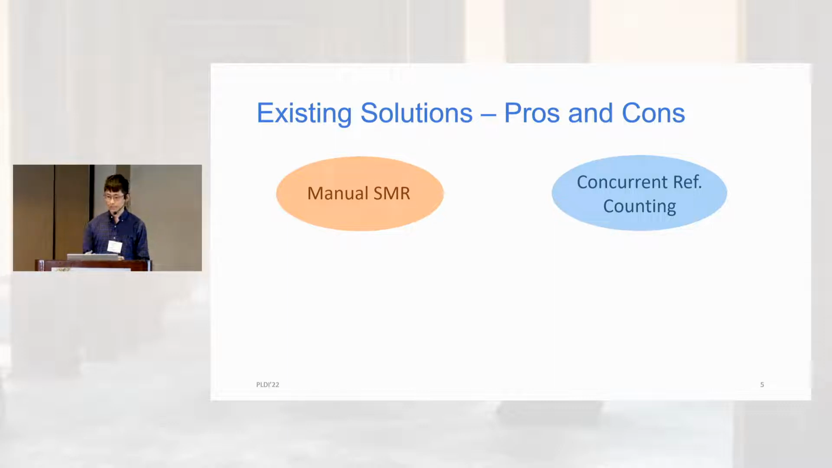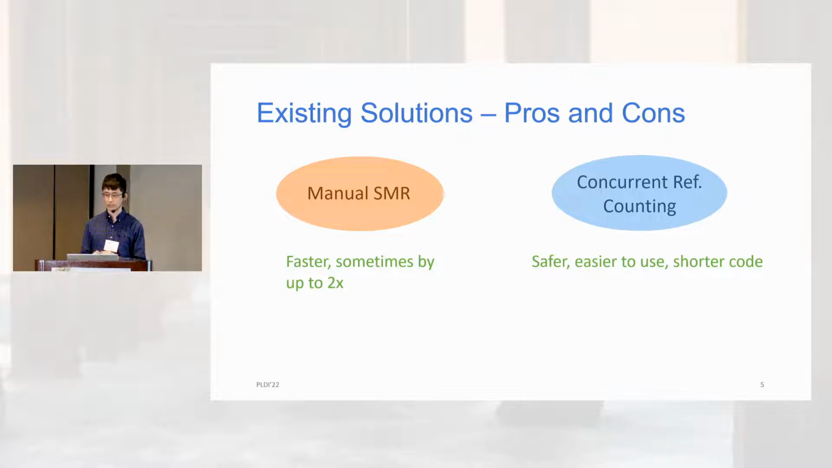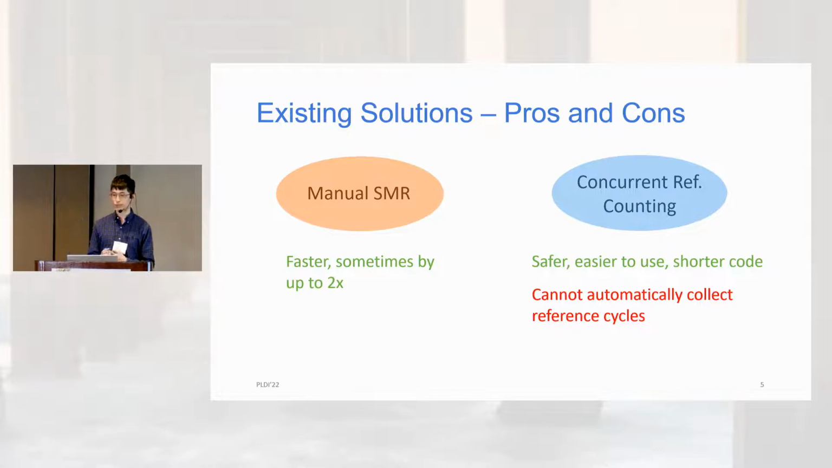And in this setting, reference counting usually results in shorter and simpler code, and it's also less error-prone. In contrast, for manual SMR, we've seen lots of bugs related to improper use of those techniques. However, the disadvantage of reference counting is that its state-of-the-art solutions are still quite a bit slower than the fastest manual SMR techniques. And sometimes the gap can be as large as a factor of 2. Another weakness is that reference counting isn't able to automatically collect data structures with reference cycles. So our work aims to address both of these limitations.